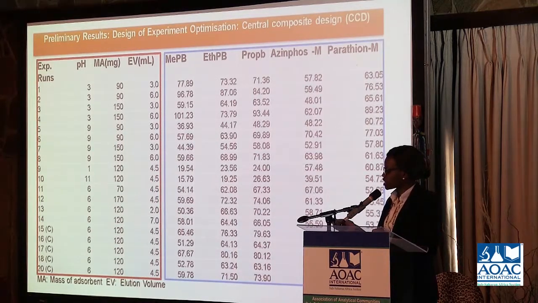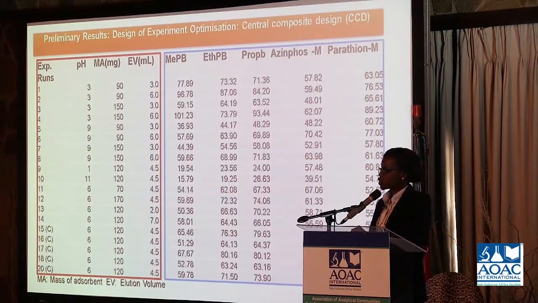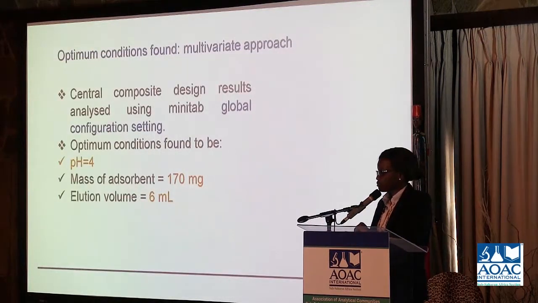So these are my recoveries. After you obtain these recoveries, you put them on the Minitab software. Minitab software is fantastic. It is able to give you the optimum conditions for this analyte at once. The optimum conditions that I got using Minitab were pH 4, mass of 170, and an elution volume of 6.